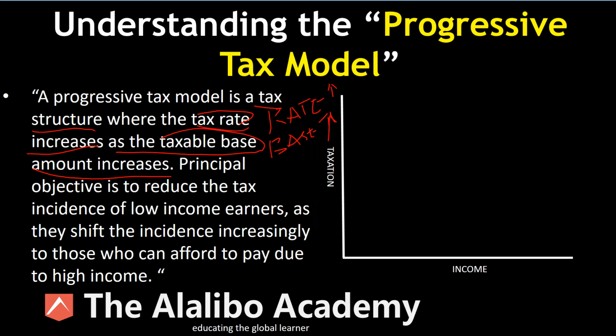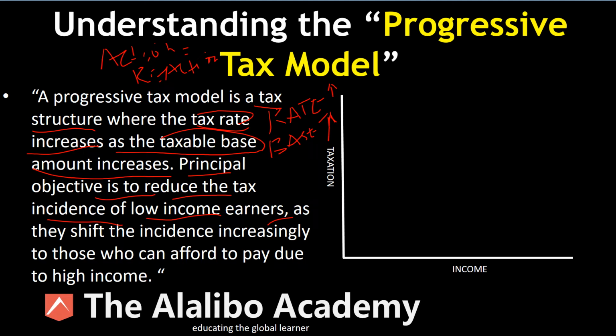So again, there is an action and a reaction. The action is the tax rate as you make your money, and the reaction is the tax base. And you have to pay according to the rate that you're making. Now, the principal objective of this type of structure is to reduce the tax incidence of low-income earners.